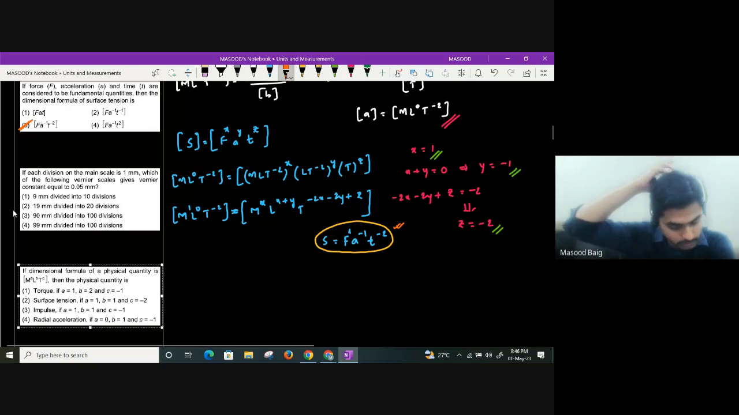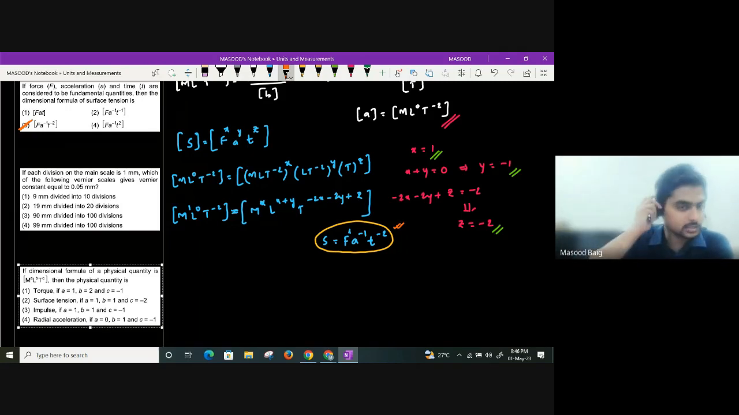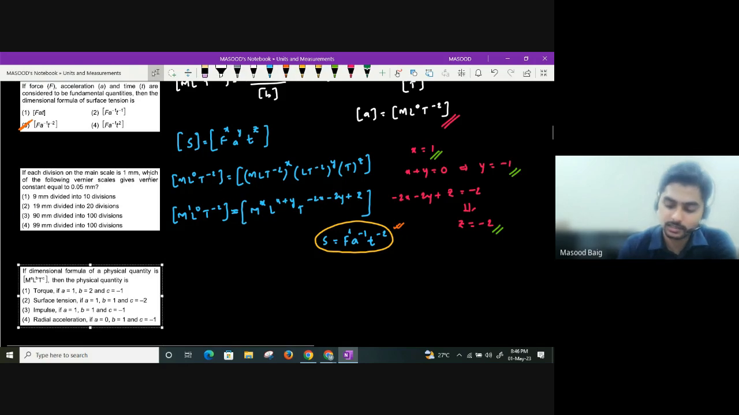Right. So next question, they are asking us, if each division on the main scale is 1 mm, which of the following vernier scales gives a vernier constant equal to 0.05 mm? 9 mm divided into 10 divisions, 19 mm divided into 20 divisions. They are saying vernier constant equal to 0.05 mm. So vernier constant here is also given as least count, guys.